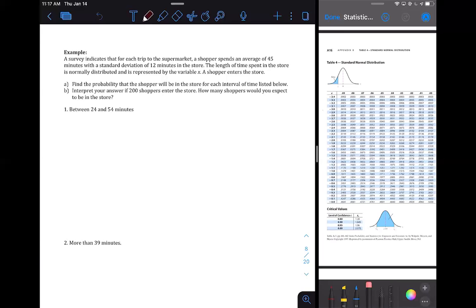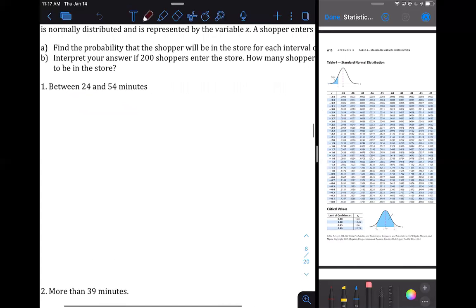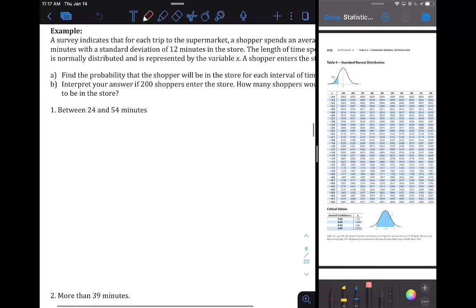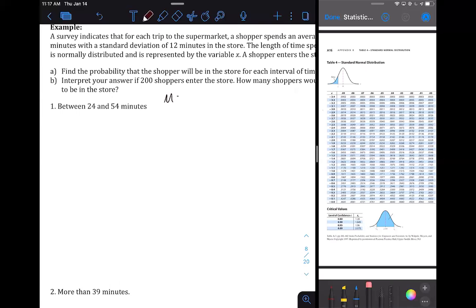Okay. So for this first one, we have between 24 and 54 minutes. Our mean from listed up above is 45, and our standard deviation is 12. We're finding the probability that we are between 24 and 54 minutes. So 24 is less than x, which is less than 54.